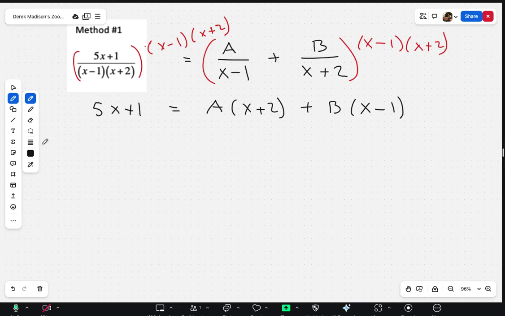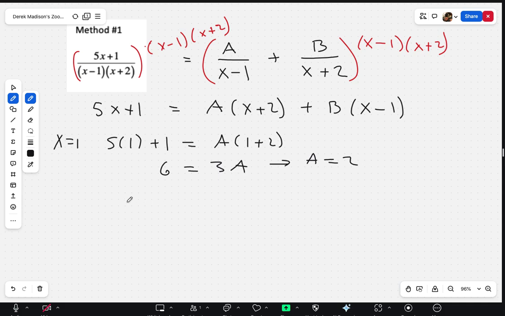So for my zeros, I would have x equals 1 as my first one. And we'll plug that in, so that would be 5 times 1 plus 1 equals a times 1 plus 2, and then 1 minus 1 would make 0. That's why we like that, because it makes this term 0 and cancels out that b. So I have 5 plus 1 is 6 equals 3a, and then it looks like from there a would be 2.